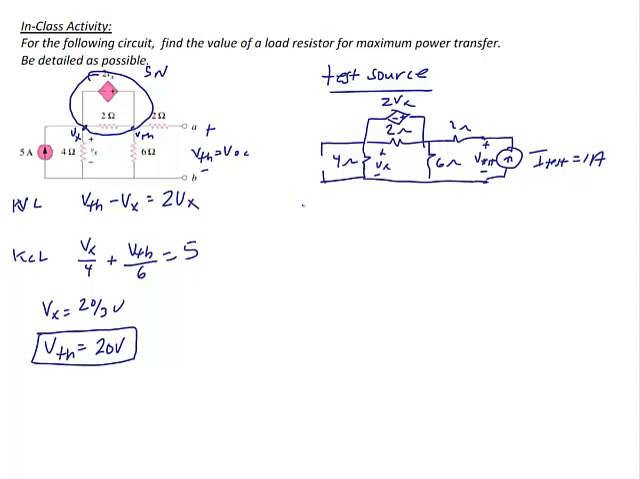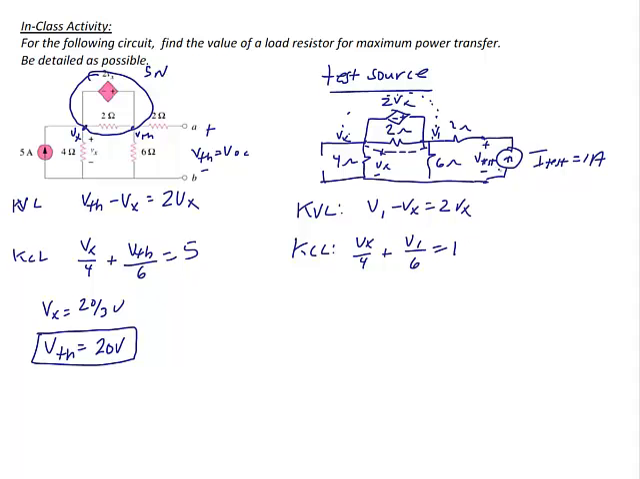I'm going to stick with KCL, or the node voltage method. And once again, I have a supernode here. So if I name these nodes, this one is now Vx, and this one has a new name. Let's call it V1. So KVL at the supernode is now V1 minus Vx equals 2Vx. And KCL at the supernode is Vx over 4 plus V1 over 6 equals 1.